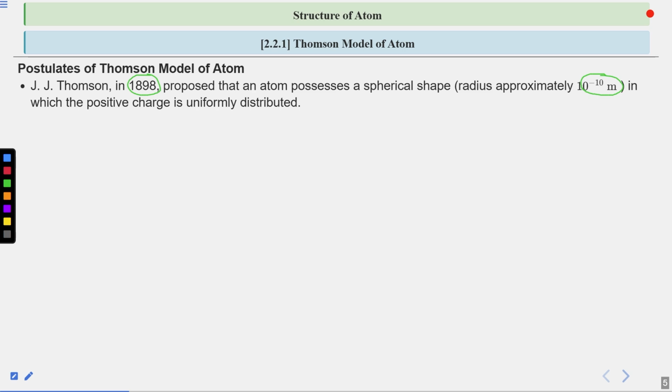So what were we talking about? We were talking about the Thomson model of atom. So the Thomson model was saying that we have a spherical shape of the atom, and its radius was approximately 10 to the power minus 10 meter. And in that spherical shape, the positive charge was uniformly distributed. Uniformly distributed means in every part of the atom, there was an equal amount of positive charge present.